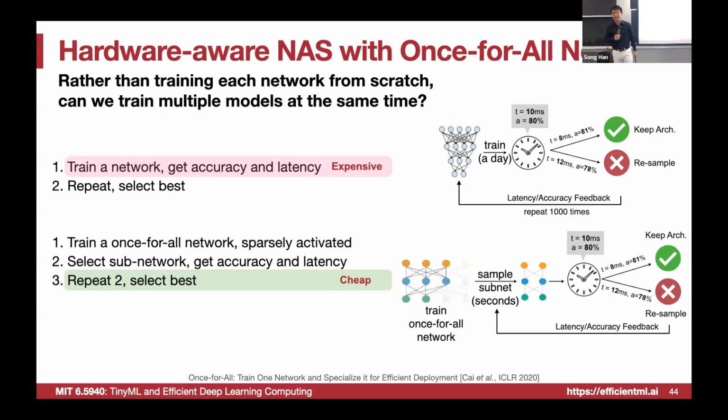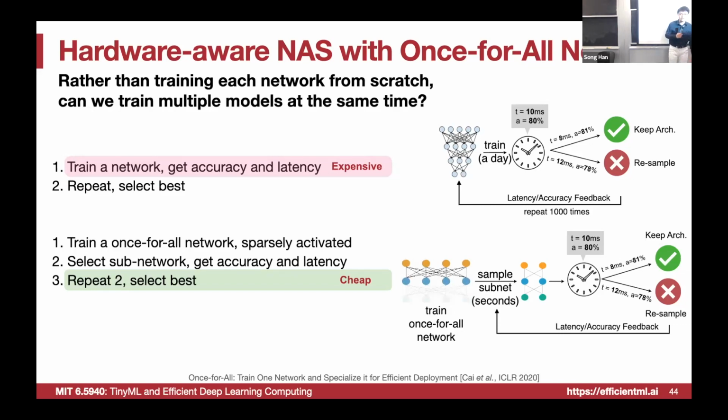A natural thinking is, can we amortize this training time? We can just train only once, okay? But after this one-time training, we can get many, many different subnetworks. We can have a bigger subnet, smaller subnet, a mid subnetwork. We just select our target architecture from this once-for-all approach. We just sample a smaller subset of the weights and make it into a new neural network.